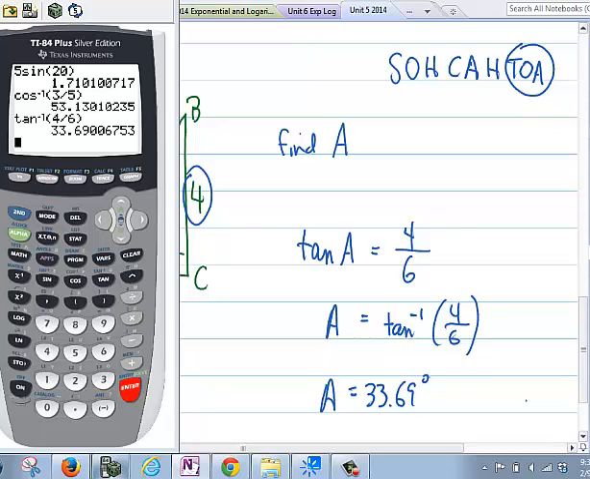I hope this video has helped you. Tomorrow in class, we're going to do more problems like this where they give you pictures of triangles and expect you to find both angles and side lengths depending on what's given.